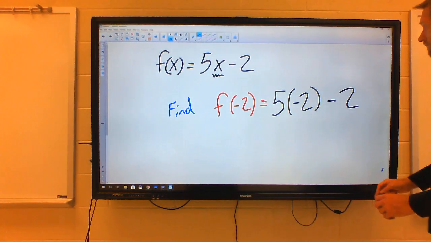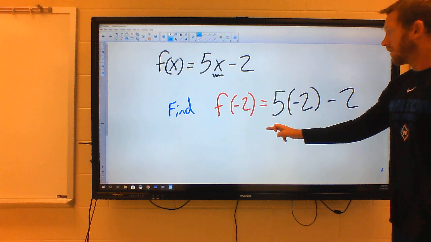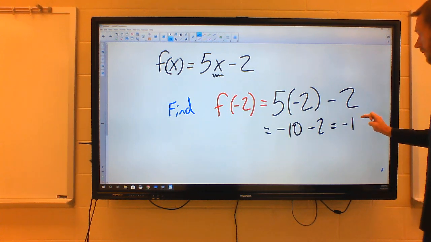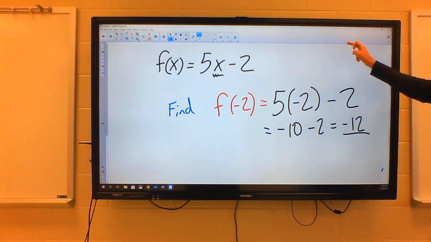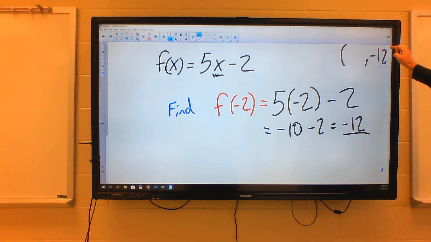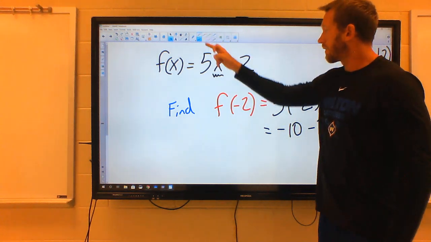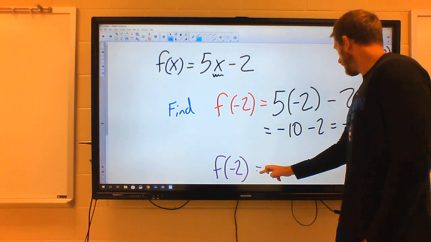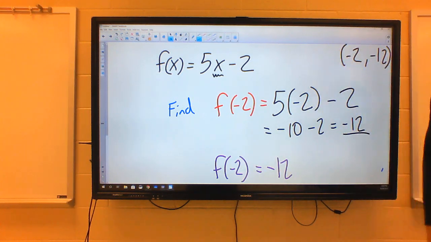There we go. Okay, so that becomes negative 10 minus 2, or negative 12. So negative 12 is the y value in our coordinate, and the x value would have been negative 2. The way we would write our answer now in function notation, f of negative 2, is negative 12. Okay?